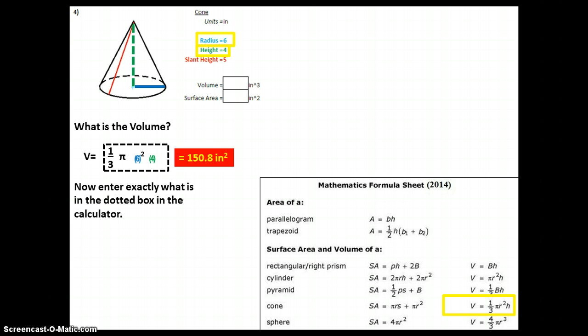cubic inches. Did anybody catch that? Volume is in cubic inches. So what you're seeing right there, what you saw right there, is actually a mistake. It should say 150.8 cubic inches. Thanks.